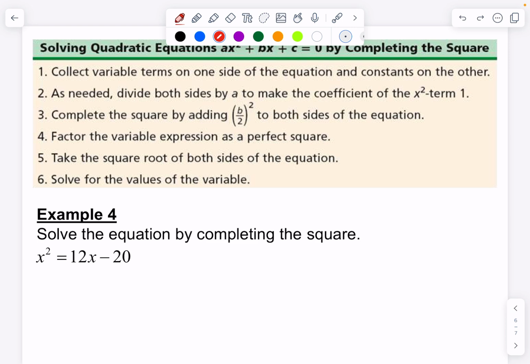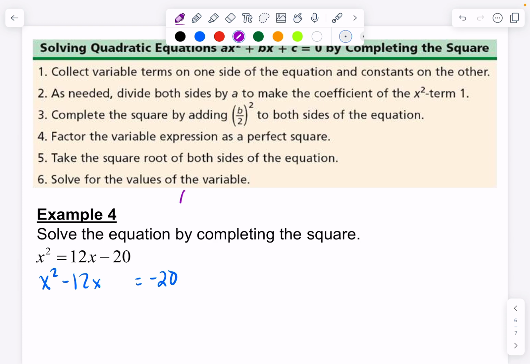Factor the variable expression as a perfect square. Take the square root of both sides. Solve the equation for the values of the variable. So collect all the variables on one side. I am going to collect the x squared minus 12x on one side and leave the negative 20 on the other. My coefficient on a is 1, so I don't need to do the second step.